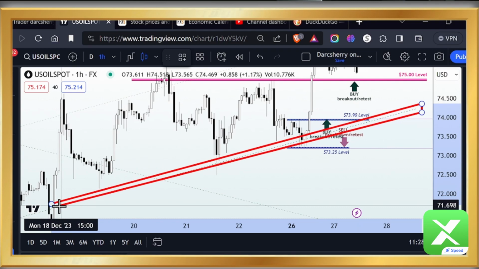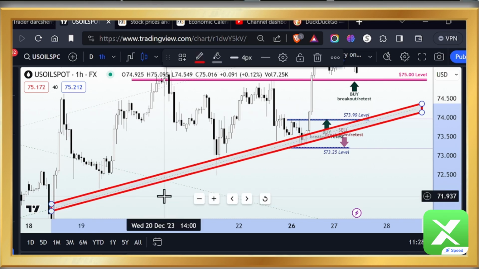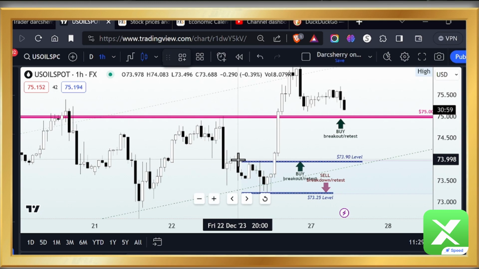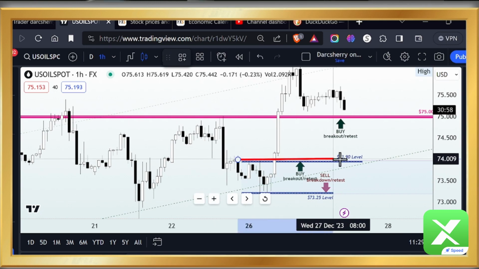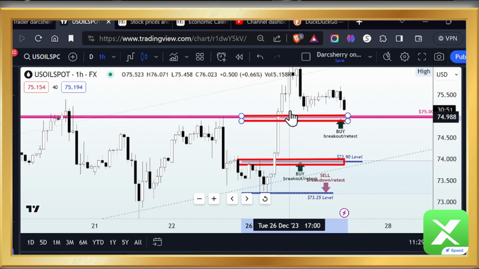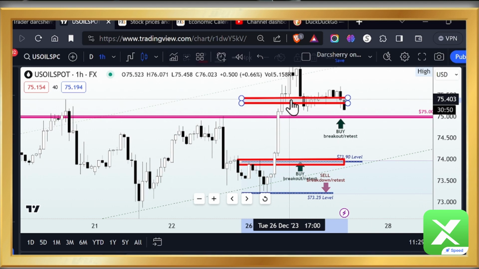Now, with this situation, it more or less buttresses the fact that we do want to be looking out for buying opportunities here. Now, for those of you who saw the structure and took advantage of the breakout of the $73.90 area, well done to you for capitalizing on that opportunity. And if you had it at the breakout of the $75 level, well done to you too as well.